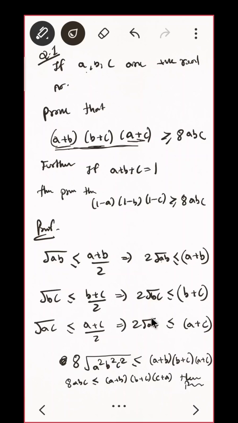Now can you think of the second one? Perfect, very nice. See, if you take A plus B plus C equal to 1, then A plus B is the same as 1 minus C. At the place of A plus B, I'll have 1 minus C. At the place of B plus C, I'll have 1 minus A. And at the place of A plus C, I'll have 1 minus B. Is it clear, everyone? Very nice. So I'll not be doing that, you just complete that part.